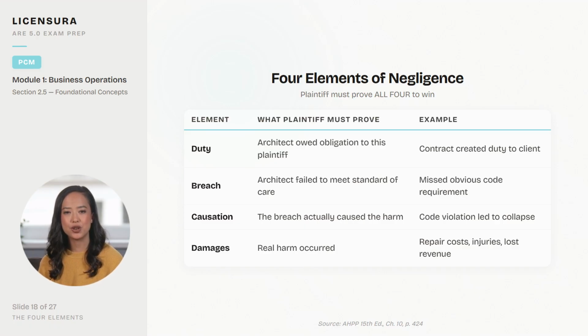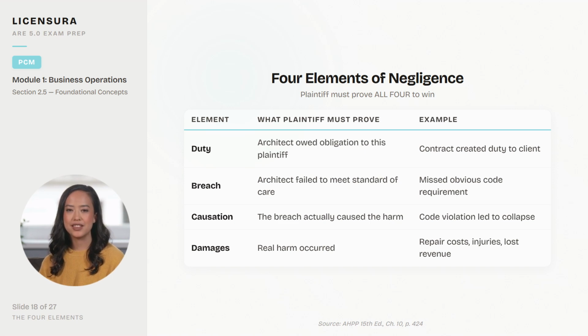Element 1, duty. The plaintiff has to show you owed them a professional obligation. Typically, this comes from your contract. If you've got no contract and no professional relationship with the person suing you, there may be no duty at all. That's actually a valid defense in some cases. Element 2, breach. They've got to prove you failed to meet the standard of care. This is where expert testimony comes in. Another architect has to get on the stand and testify that what you did fell below what a reasonably competent architect would have done in the same situation.